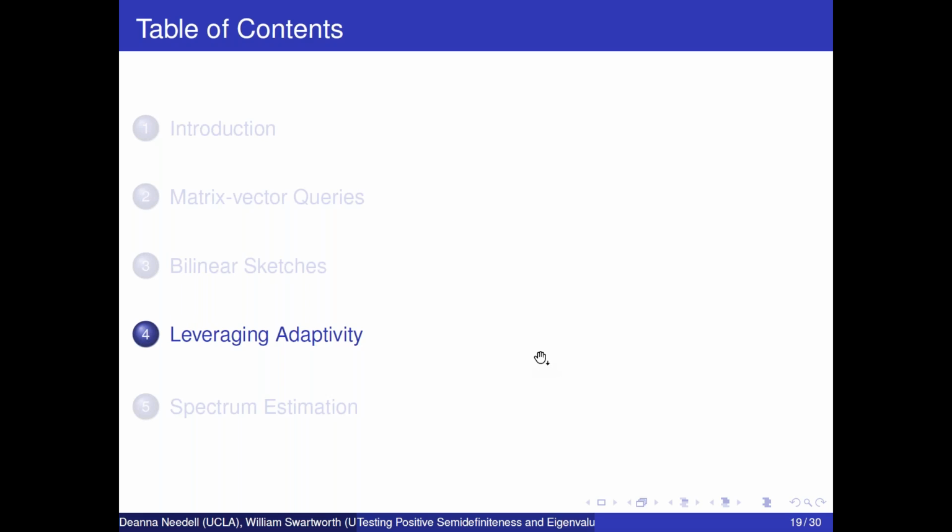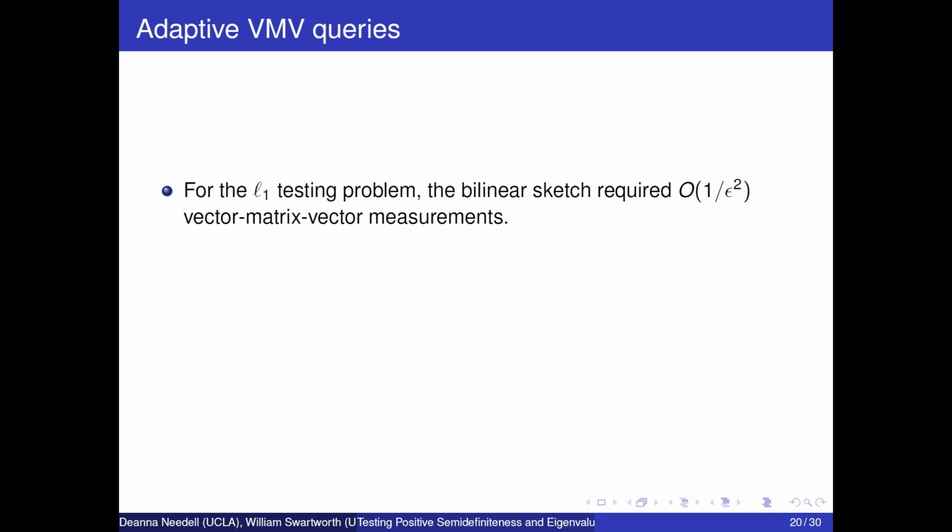One cool thing I do want to mention, we're running short on time here, is that this is actually a non-adaptive algorithm. You just sketch GAG transpose, the end. Okay, super parallelizable. You can do it in a stream with updates to the entries of the matrix A, and so on. The natural question is, can adaptivity help for vector matrix vector queries, where you query on both the left and the right?